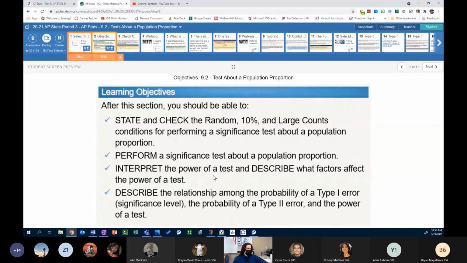We need to be able to interpret the power of a test and describe what factors affect the power of a test. And we need to be able to describe the relationship among the probability of a type 1 error, significance level, probability of a type 2 error, and the power of a test. We will not get to all of this today, but we will eventually. So that's what we're working on today.